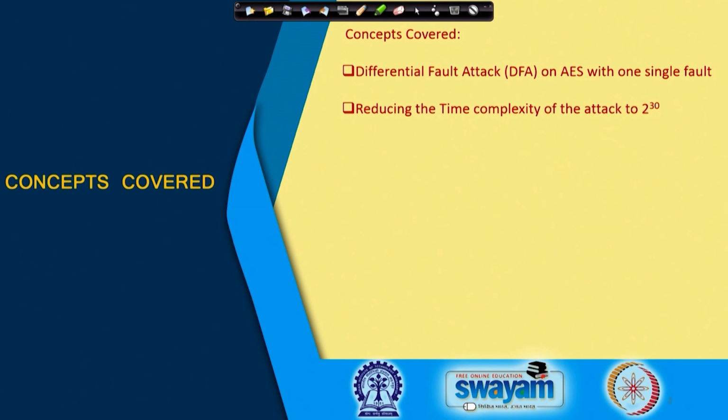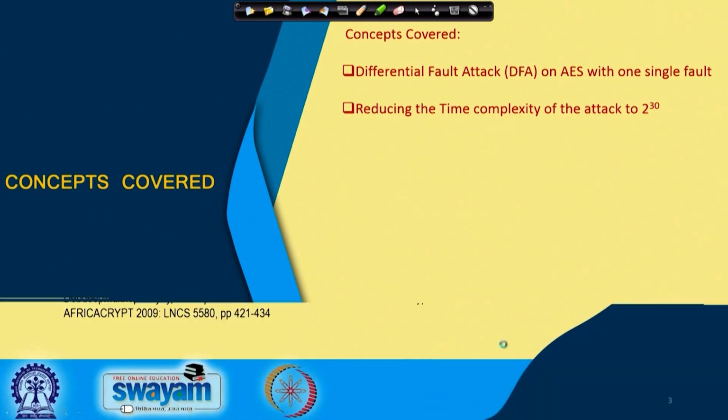But if you do that, then you need a time complexity of 2 power of 32, and then we will see a further improvement in which you can reduce the time complexity to 2 power of 30 values. That means on the average around 4 times faster. If in the previous case you were requiring 60 minutes to do the attack, in this case you should require around 15 minutes, which is significantly faster.